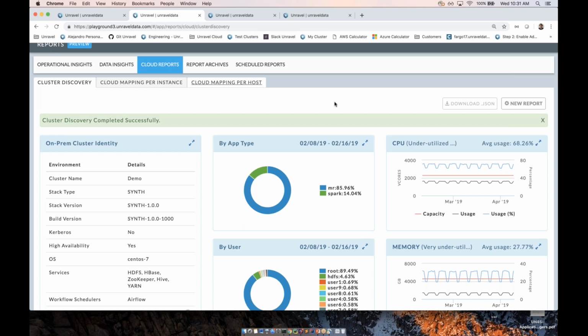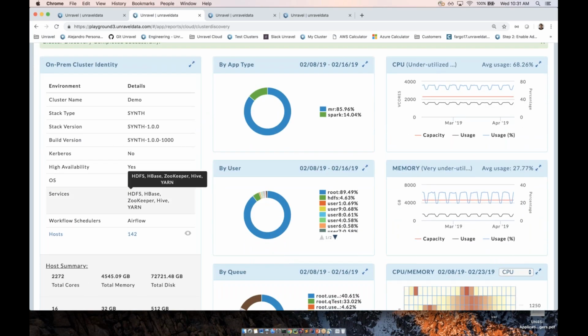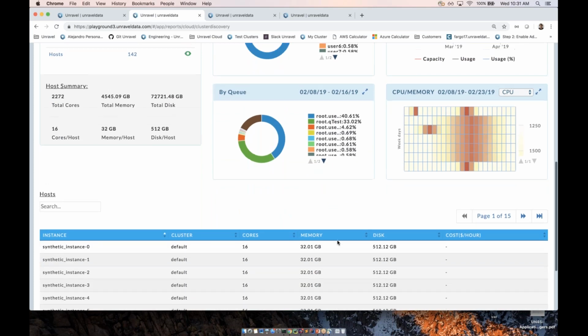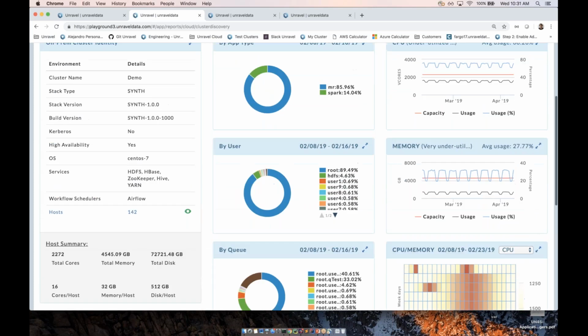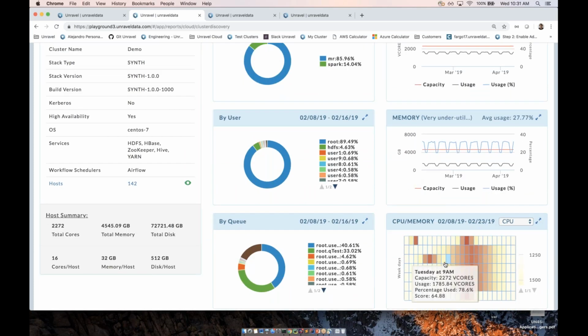When I run this report, it plugs into whatever cluster management tool you're using, like Cloudera, Ambari, or MapR, and will identify how many hosts I have, and the number of cores, memory, and disks. Also, what does my CPU utilization look like over a period of time? Same thing with memory and this heat map.